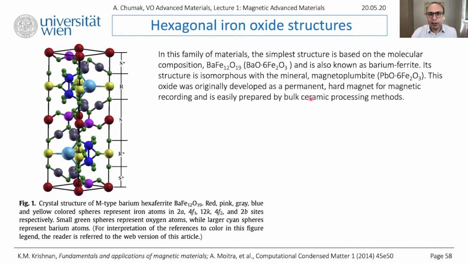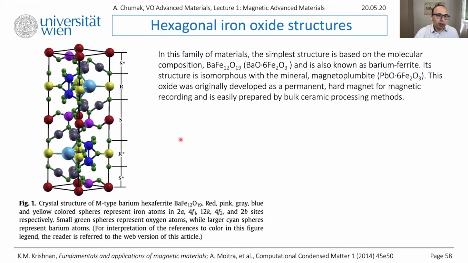Its structure is isomorphous with the mineral magnetoplumbite. So here lead oxide is a 6 iron 2 oxide 3. And yeah, so this oxide was originally developed as a permanent hard magnetic material for magnetic recording, and is easily prepared by bulk ceramic processing methods. Also, these hexaferrites were, at least in the past, used widely for magnetic recording. Now I'm not so sure, but I'm pretty sure that in some applications it's still used.